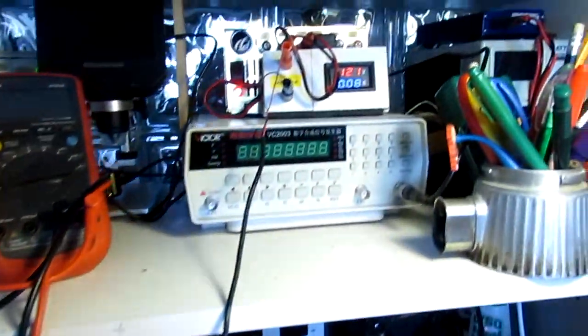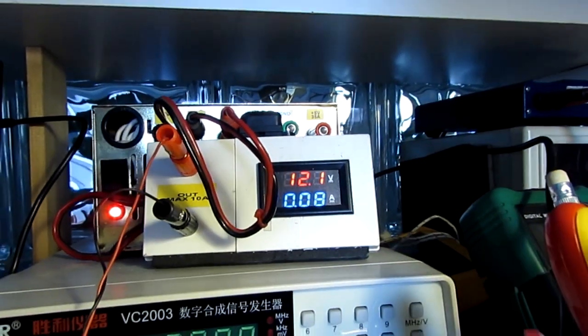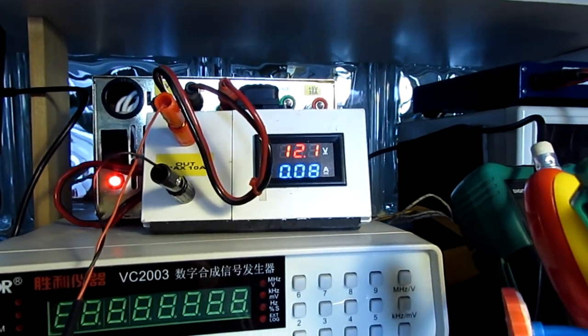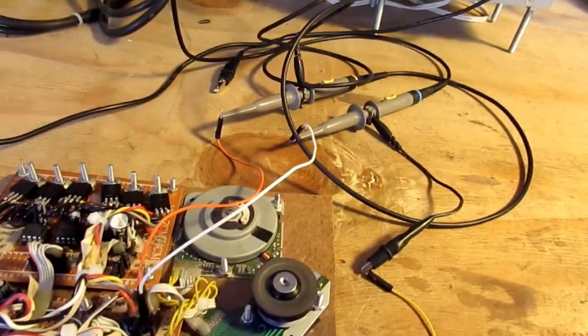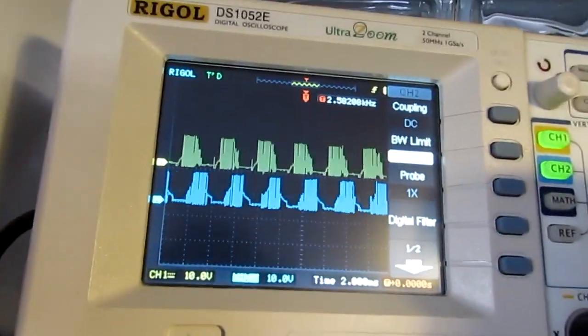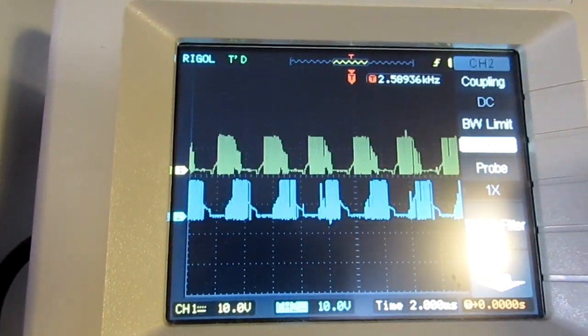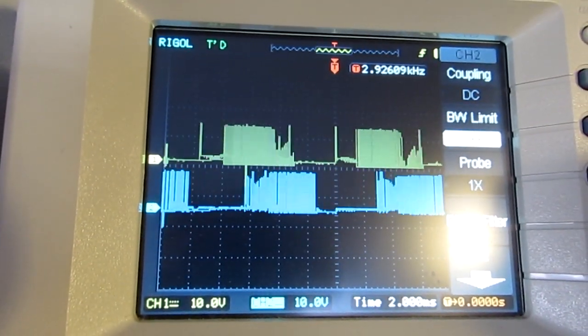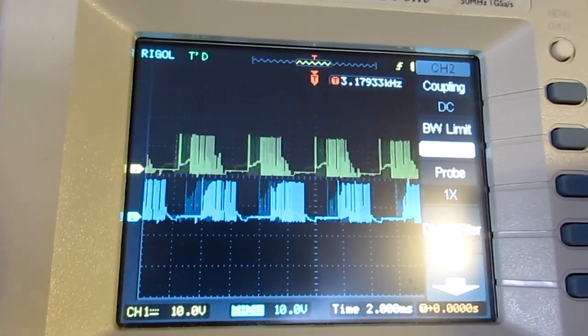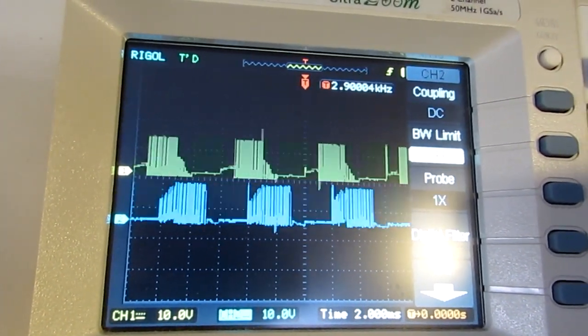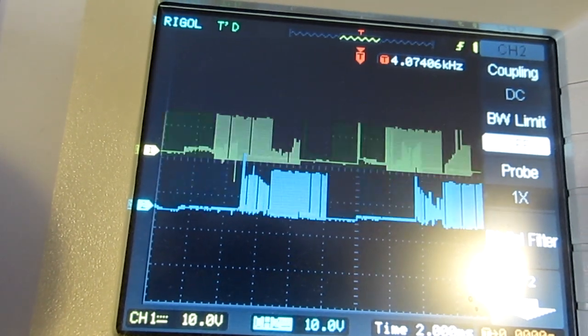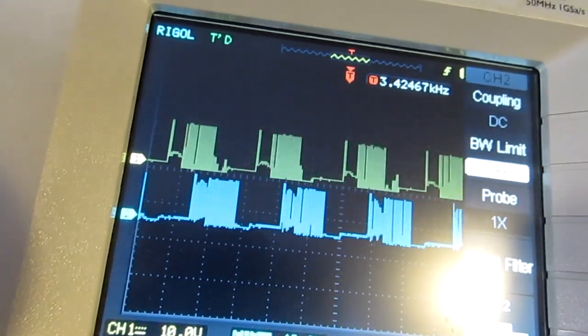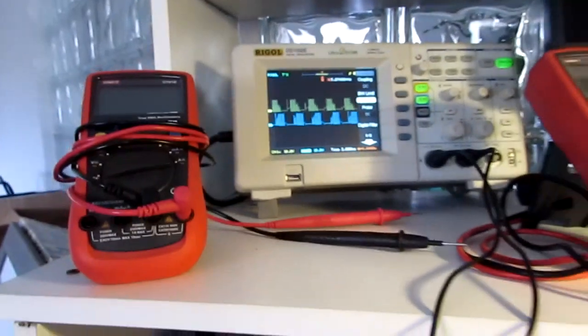It is running now at 0.08 ampere. This is how the motor is driven. You can see that if I turn it on, with the speed, the way the motor is driven changes. This is the pulse width modulation of two stages of the motor, two wires of the motor.